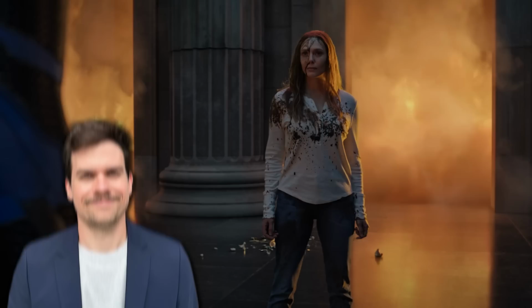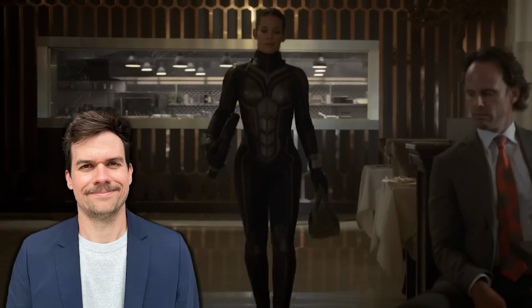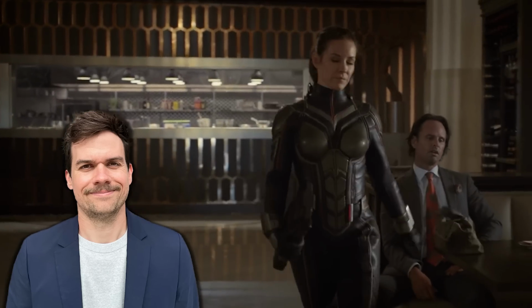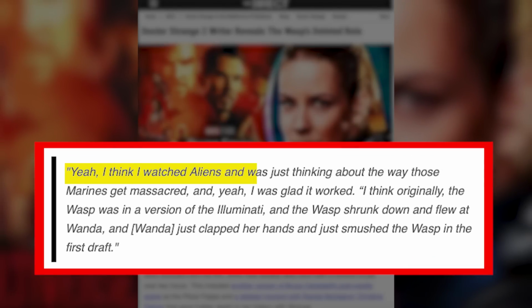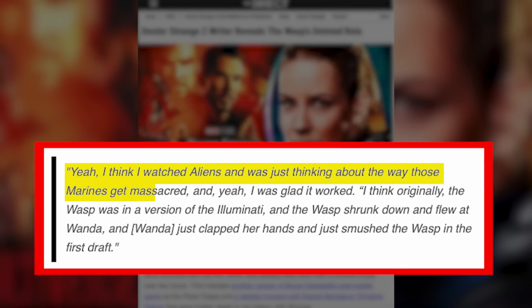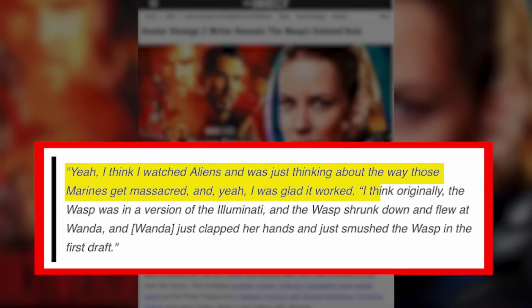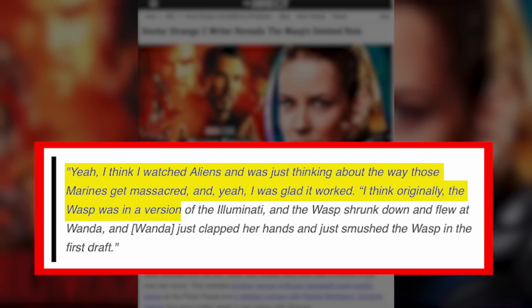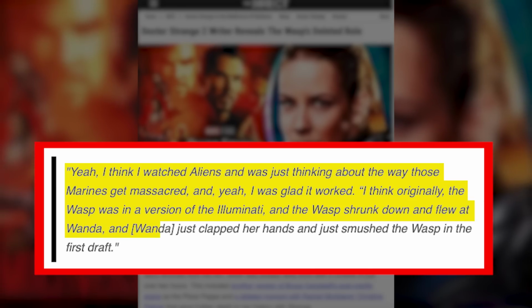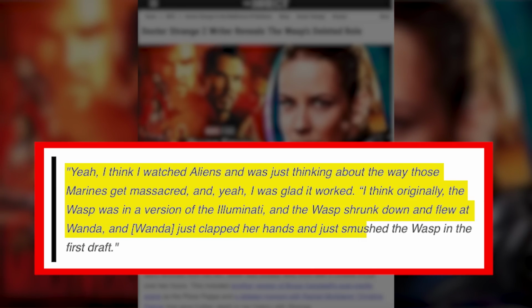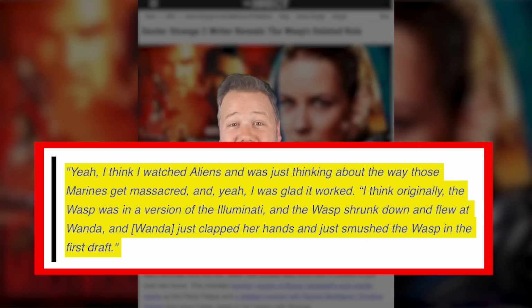In the audio commentary, Michael Waldron revealed that Hope Van Dyne Wasp was in a version of the Illuminati of this movie. He said, quote, "Yeah, I think I watched Aliens and was just thinking about the way those Marines get massacred, and yeah, I was glad it worked. I think originally the Wasp was in a version of the Illuminati, and the Wasp shrunk down and flew at Wanda, and Wanda just clapped her hands and just smushed the Wasp in the first draft."